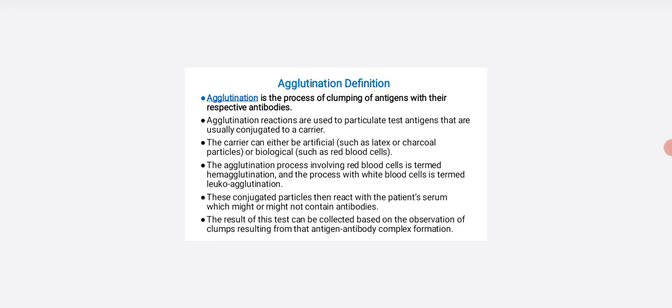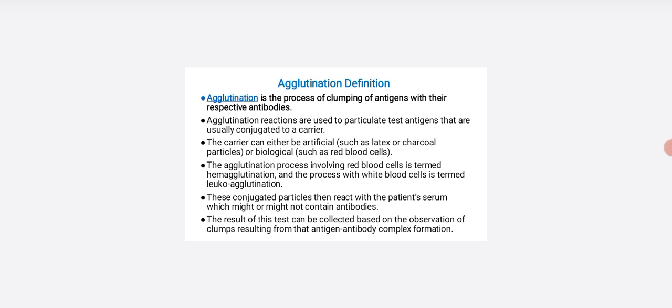Agglutination reactions are used to particulate test antigen that are usually conjugated to a carrier. The carrier can either be artificial, such as a latex or a charcoal particle, or it may be a biological molecule, such as red blood cells. The agglutination process involving red blood cells is termed hemagglutination, and the process involving white blood cells is termed leukoagglutination.